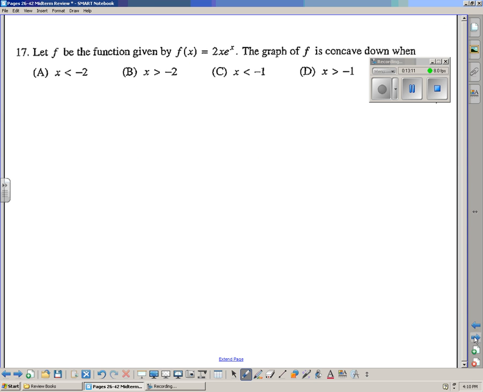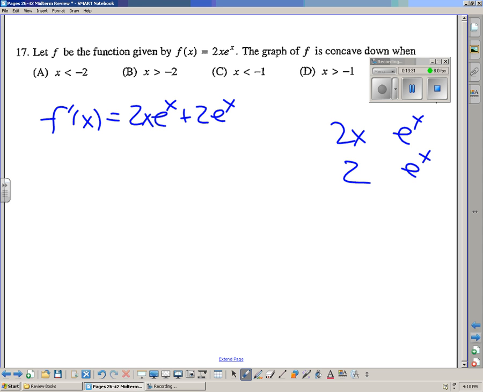All right, number 17 says let f be that function. We want to find out where the function's concave down. So we need the second derivative, which requires us to get the first derivative. So our first derivative: derivative of 2x is 2. I'm using the product rule here. Derivative of e to the x is e to the x. So we get 2x e to the x plus 2 e to the x.